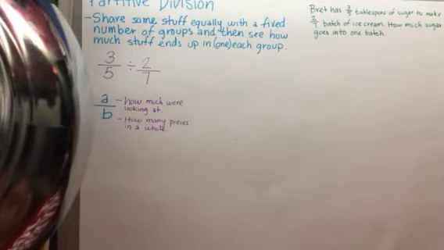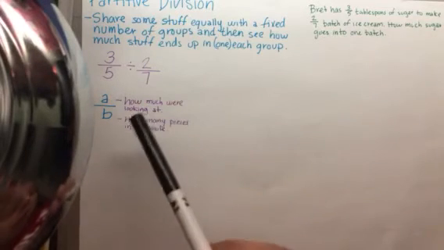Partitive division is sharing some stuff equally with a fixed number of groups and then seeing how much stuff ends up in each group. My problem is, a recipe has 3/5 teaspoons of sugar to make 2/7 batches of ice cream. How much sugar goes in one batch?